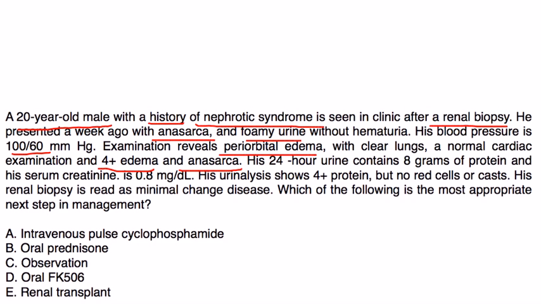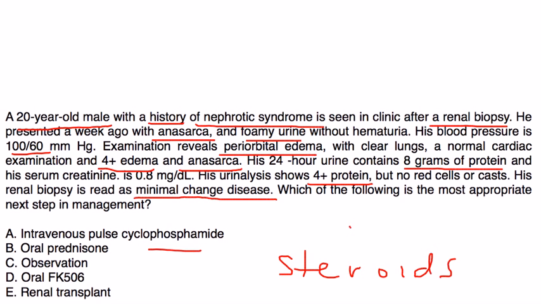24-hour urine contains 8 grams of protein, and serum creatinine is 0.8. Urine analysis shows 4+ protein, no red cells or casts. His renal biopsy is read as minimal change disease. Which of the following is the most appropriate next step? Well, this question pretty much spells it all out, and they're just asking for the treatment, and steroids is the treatment. So that would be prednisone.